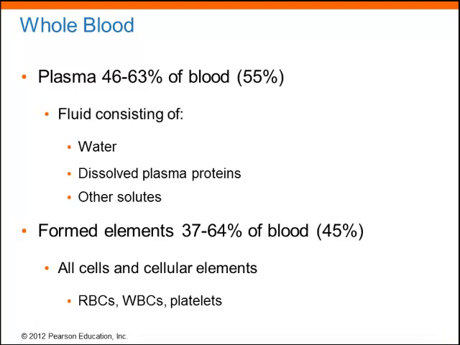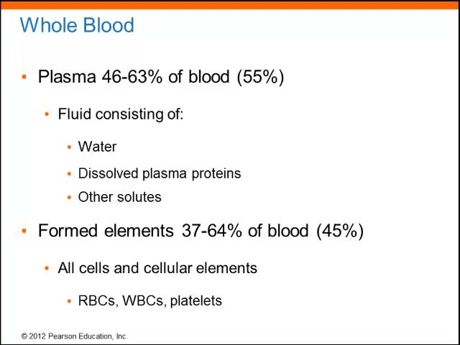Okay, let's take a look at what blood is made of. We say whole blood consists of plasma and formed elements. And your author gives you a normal range for each. In other words, how much of the blood is plasma and how much of the blood is formed elements. And for now, I just want to focus on the average values.